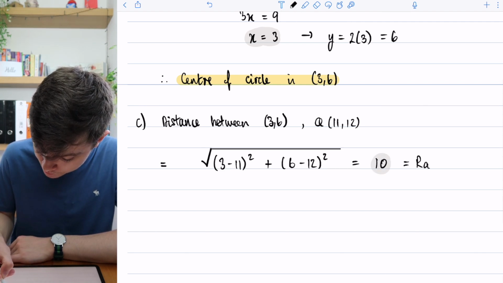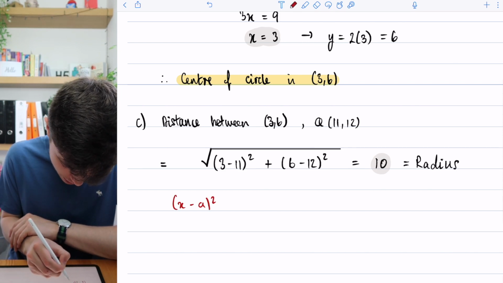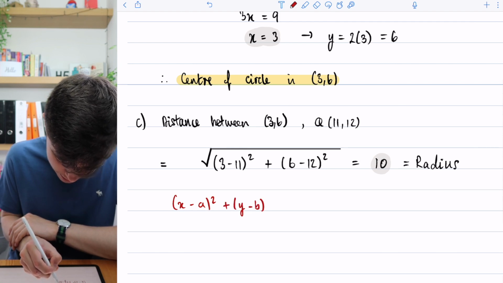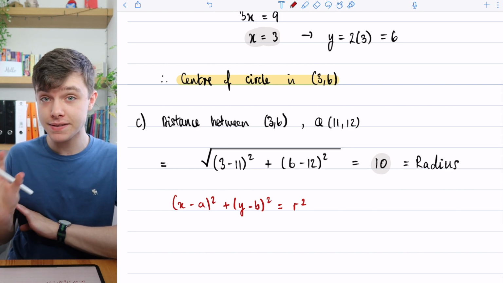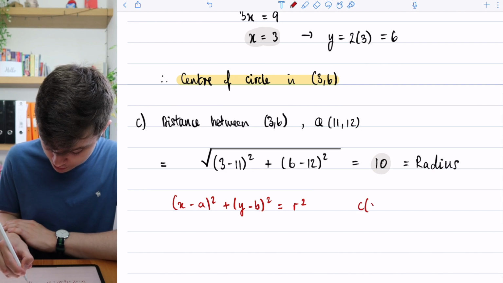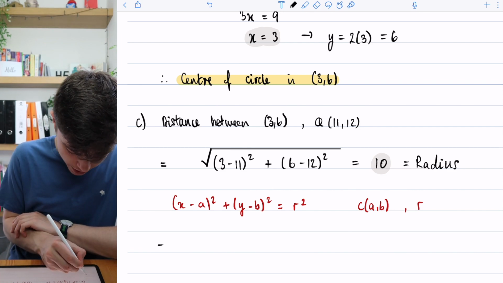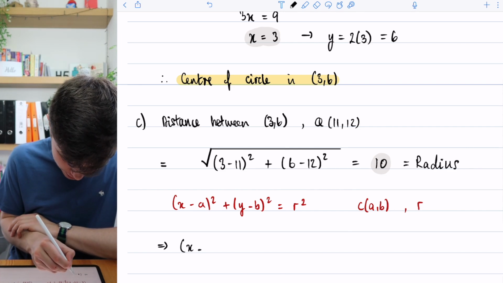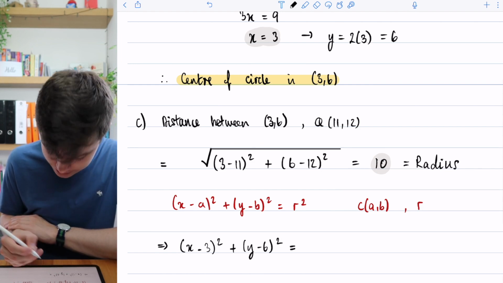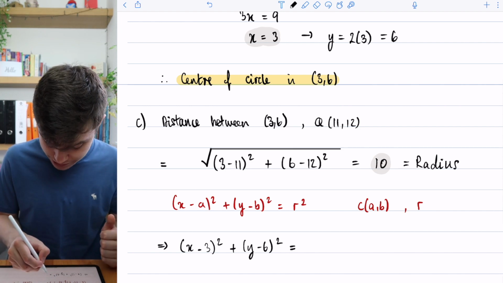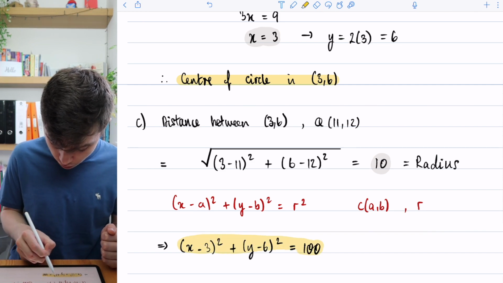So all we now need to do is substitute into x minus a squared plus y minus b squared is equal to r squared, hopefully getting used to that being the centre (a, b) and r being the radius. So substituting in, we get x minus 3 squared plus y minus 6 squared. r is 10, so r squared must be 100. And that is the equation of the circle.